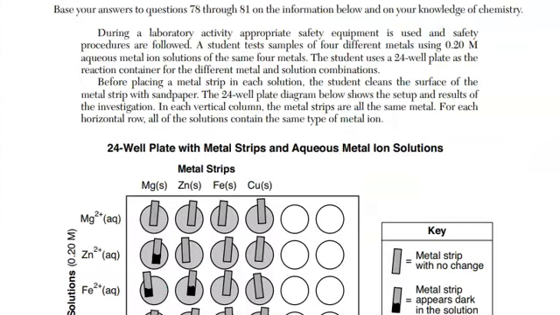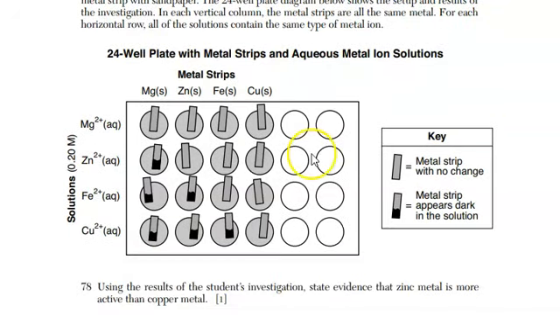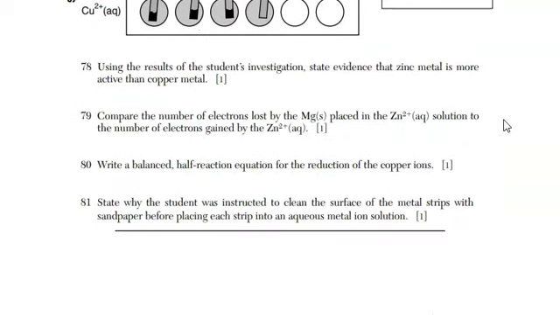78 through 81. Wow, we got this long reading passage, which is describing this particular experiment, and then here we have a picture of a well plate with solutions and then metal strips in those solutions, and a little key over here that tells us which ones were positive reactions and which ones were not. Let's go to the questions and see what we have here.